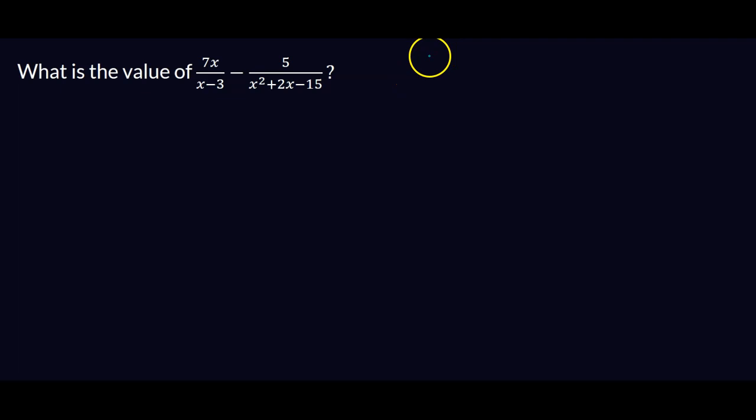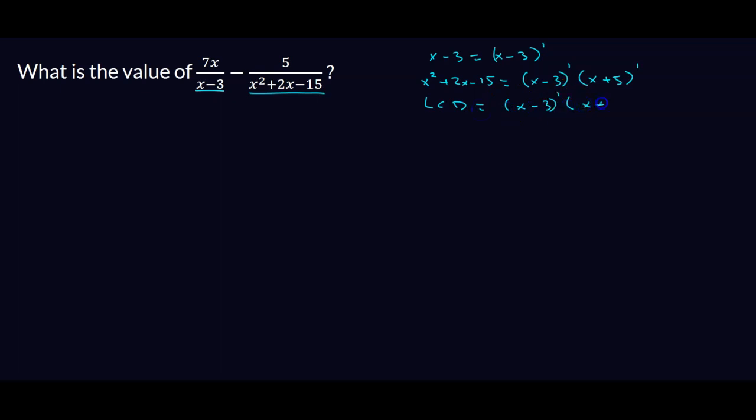So we're going to start by looking for the least common denominator for x minus 3 and x squared plus 2x minus 15. So this is x minus 3 to the power of 1. And then we have x squared plus 2x minus 15, which is the same as x minus 3 to the power of 1 and x plus 5 to the power of 1. So our least common denominator is x minus 3 to the power of 1 multiplied by x plus 5 to the power of 1.